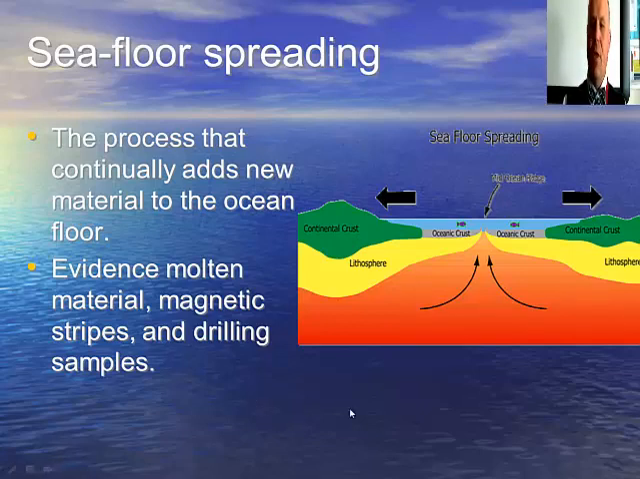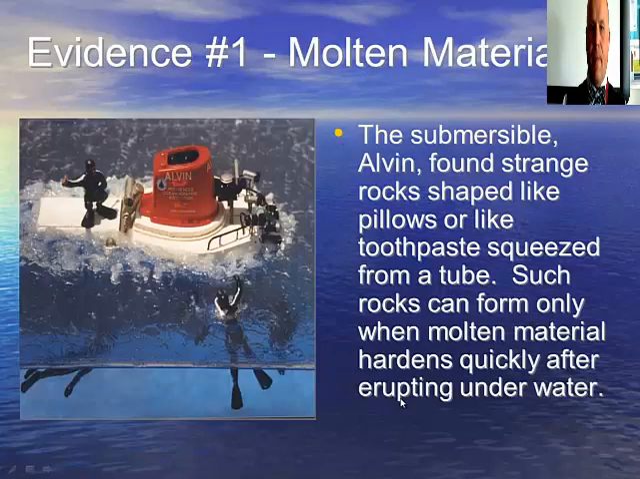And we're able to tell that in a number of ways. We can see it through magnetic striping and drilling samples. Some of the molten material that was down there, we found, looks like strange rocks. They're like pillows. If you take a toothpaste tube and push it and it squirts out, that's exactly what this rock at the bottom of the ocean looks like in these parts. So that was a big clue as to this happening.